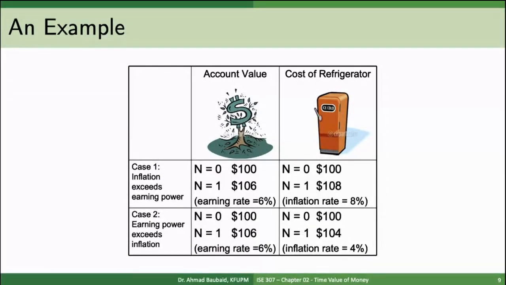However, if the earning rate, let's say, is still 6%, but the inflation rate is lower, then you're actually better off, right? Because you have $2 extra if you wait a year. So in this case, there may be some economic sense in delaying the purchase for a year, because if you do it at year 0, you're going to have $0 left over. If you wait for a year, then you're going to have $2 extra left over.